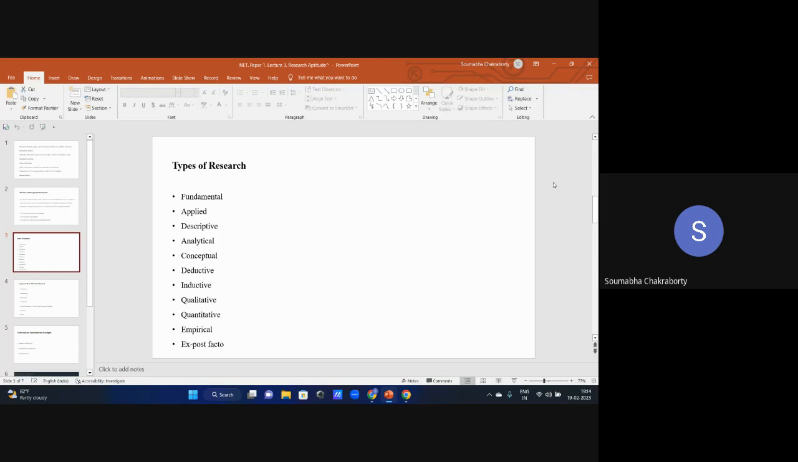Next comes descriptive research. It is the description of the state of affairs as they are in their own right. This means that the researcher has no control over the variables. The researcher should describe it as it is.